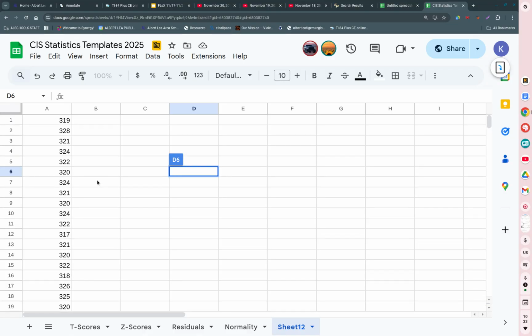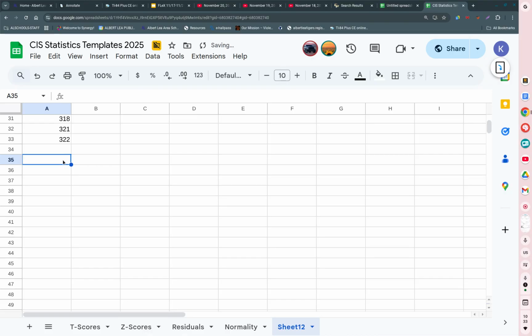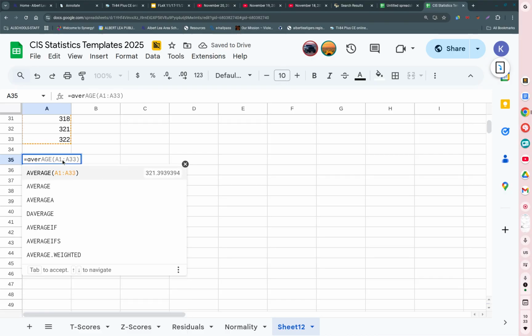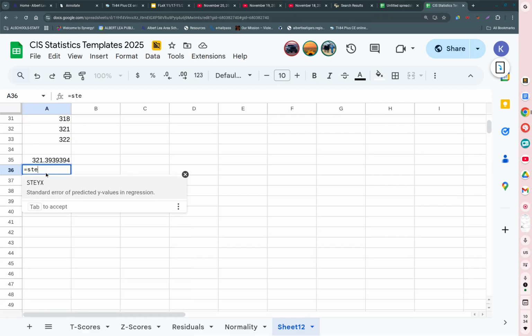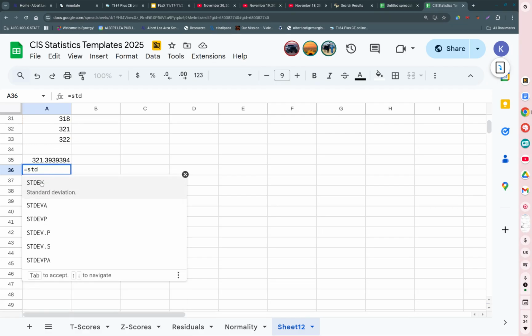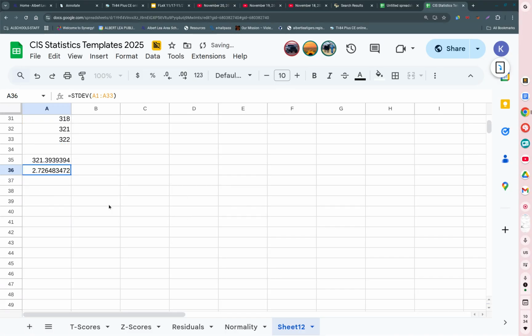So I want to show you this here, okay? I grab this data here, and if I want to determine the mean, what again do I type? Good, equals average. I got 321.39. Go ahead, write down 321.39. What else do I need? And so STDEV. And it grabs the same thing for me. I got 2.726. Are we okay with that?